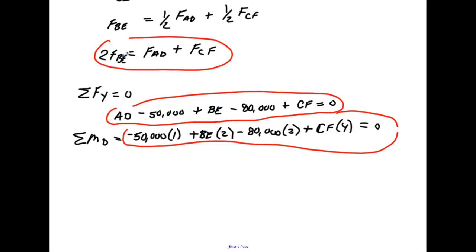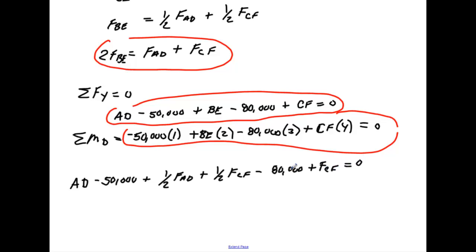Okay, I went ahead and corrected this. This should have been FBE instead of just FB. Alright, now we can substitute back in because we do know this. The first equation, I'm going to rewrite it a little different. I can write it as AD minus 50,000. I have BE here, so I'm going to replace that with 1/2 FAD plus 1/2 FCF minus 80,000. Now this is CF. I'm going to write this now as FCF. Again, I should have been more consistent, but I think you understand what I'm saying.